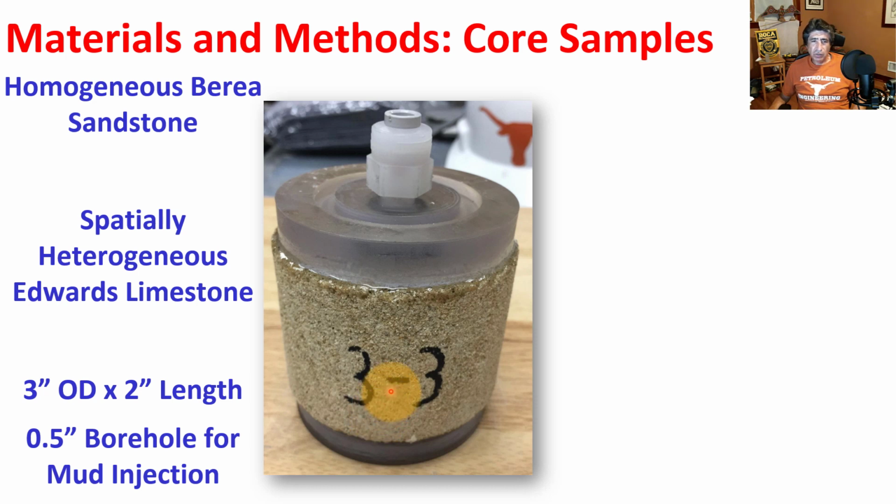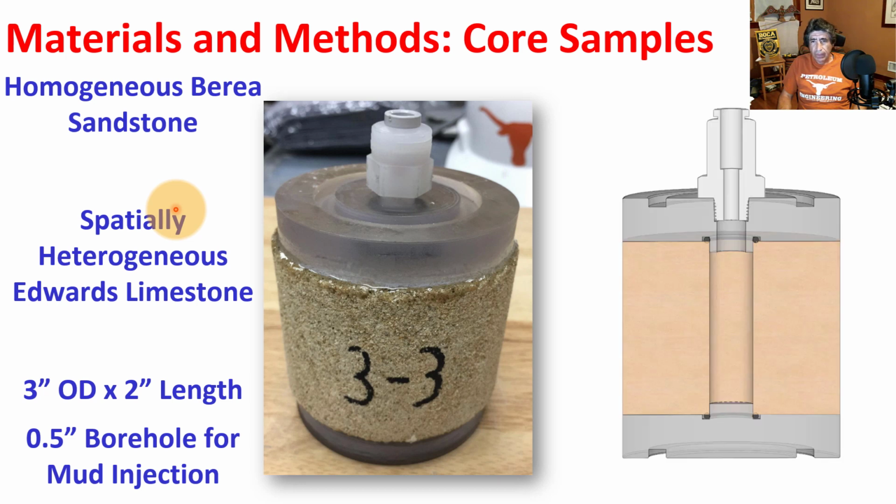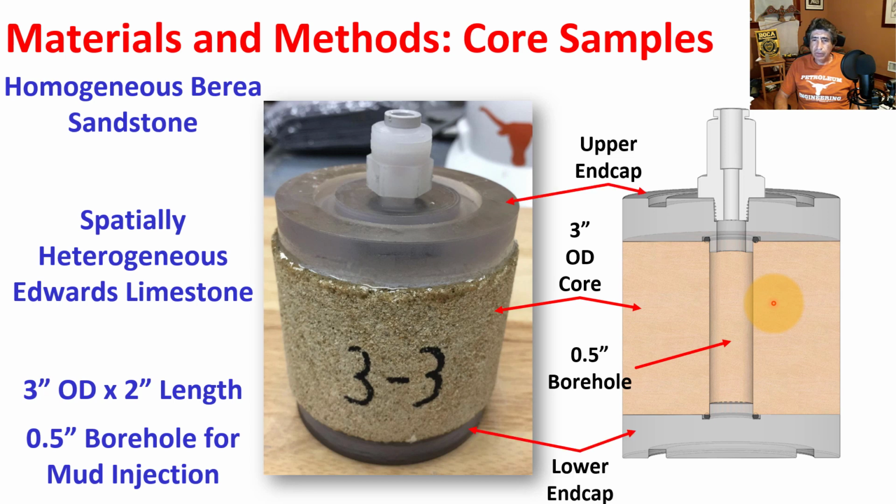The size of the sample is 3 inches in outer diameter and 2 inches in height. I'm going to show you 2 cases, one for Berea Sandstone and one for a spatially heterogeneous Edwards limestone. This is a cross-section of the fixture that Colin uses, where, as I said, the center is hollow and the fluids are going to be moving through this section, at higher pressure here than at the outer boundary. So consequently, there will be the motivation for the fluids to go from high pressure to low pressure according to Darcy's equation. That's the size of the borehole, and that's the size of the core.